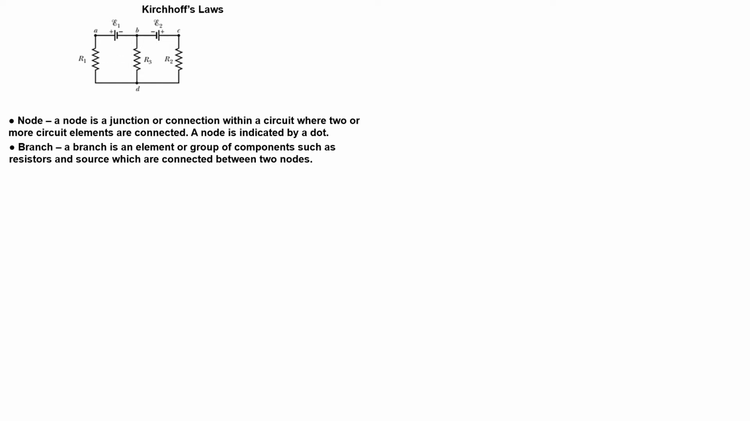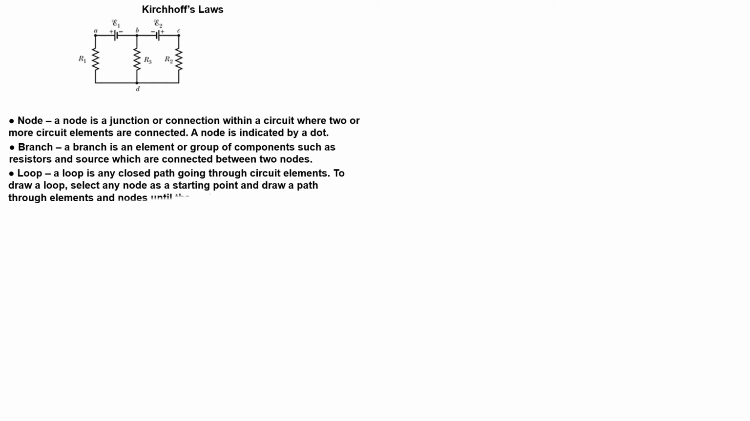Loop. A loop is any closed path going through circuit elements. To draw a loop, select any node as a starting point and draw a path through elements and nodes until the path comes back to the node where you started. There is only one rule. A loop can pass through a node only one time. Pay attention.